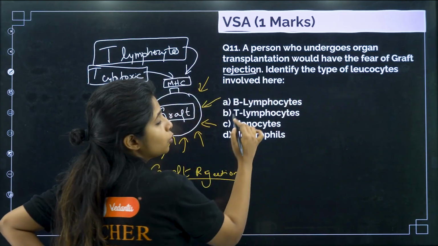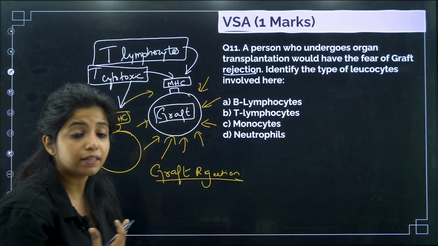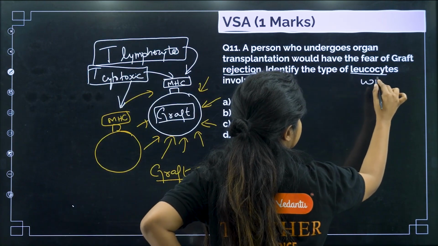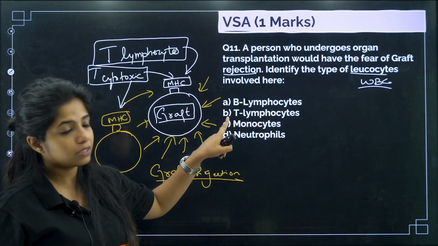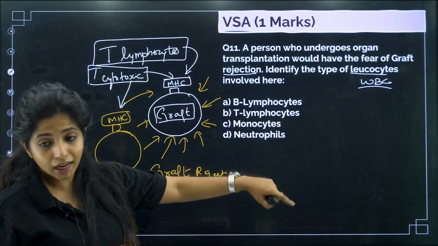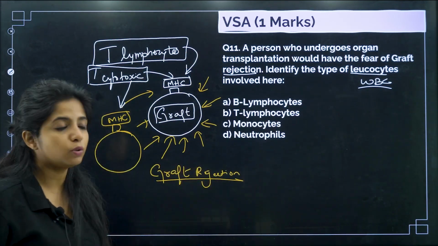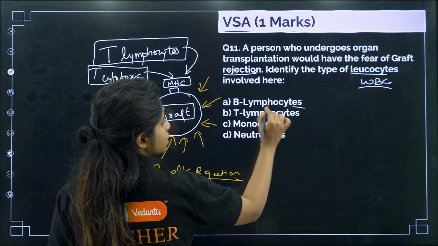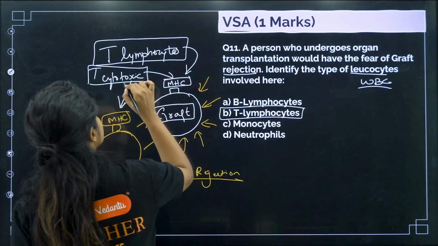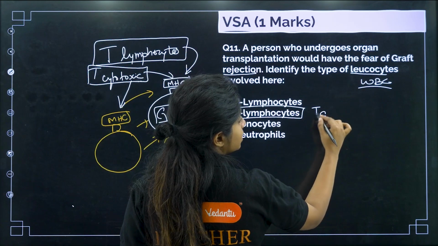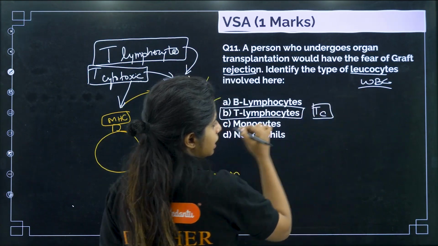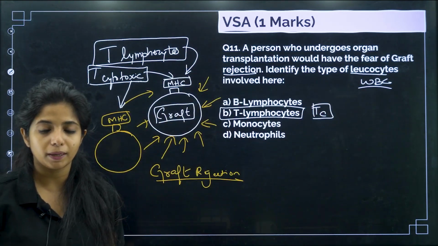Identify the type of leukocyte. Leukocyte as in WBCs which are involved over here. So you have B lymphocytes, which is a WBC, T lymphocyte, again a WBC, monocyte, again a WBC, neutrophil, again a WBC. But which one comes in graft rejection? It is T lymphocytes. Specifically, T cytotoxic cells, TC cells. There are two T cells, one is TC, the other is TH. TC cells are the major ones that come into play.